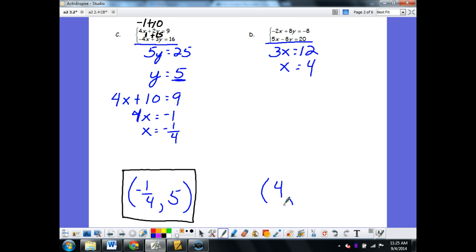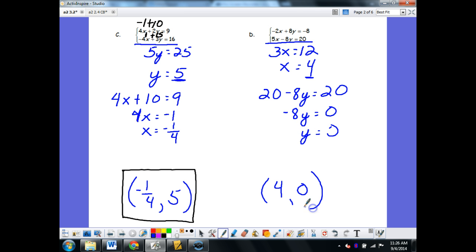And we can plug that back into either equation. If I take this, I can plug it into the bottom one. 5 times 4 is 20. Minus 8y is equal to 20. Subtract 20 from both sides, so negative 8y is equal to 0. So therefore, y is 0. So the point (4, 0) is the point of intersection.